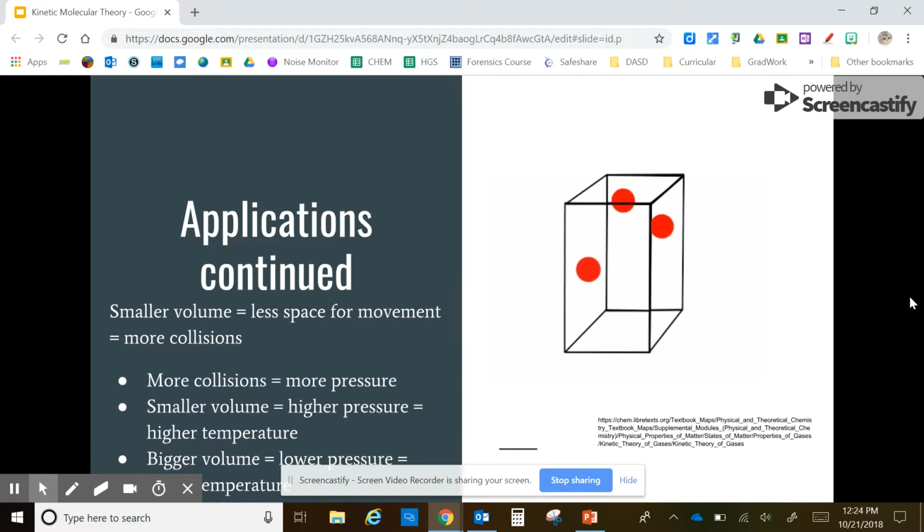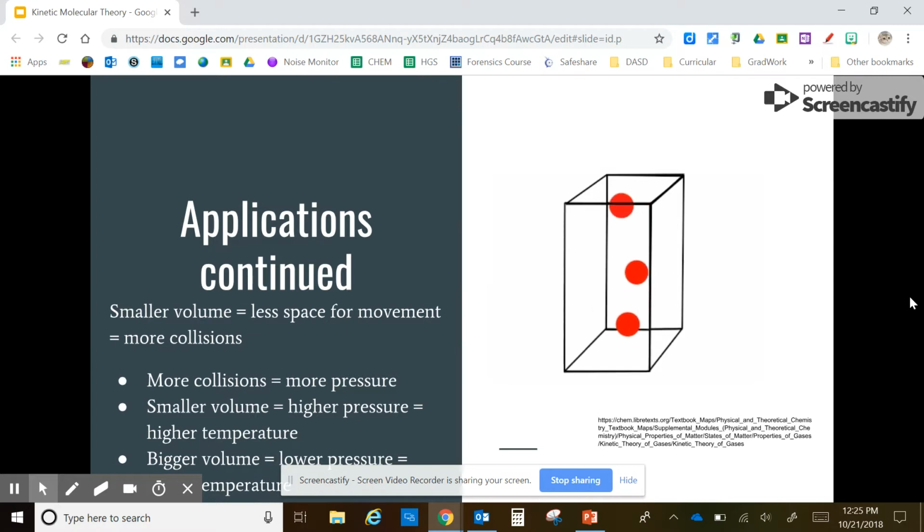And we also see that volume has a place in this as well. So if we have volume getting smaller, there's less space for those particles to move, so they're inevitably going to hit more stuff. And if we hit more things, we have a higher pressure. So smaller volume, shrinking something, means there's going to be more collisions because there's less space to move, meaning the pressure increases, and if the pressure goes up, the temperature goes up. So we see pressure and temperature being related to one another. But volume and pressure are what we call an inverse relationship. As volume goes down, pressure goes up.